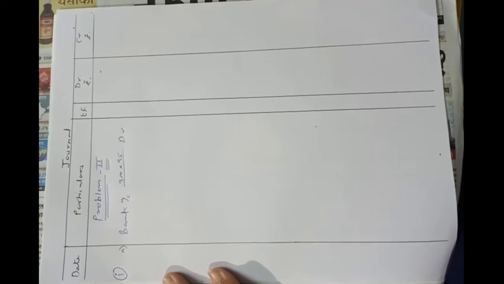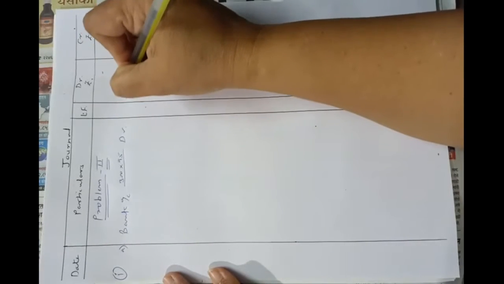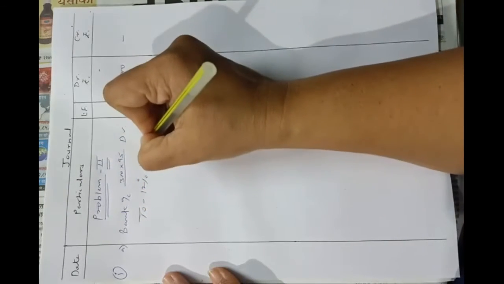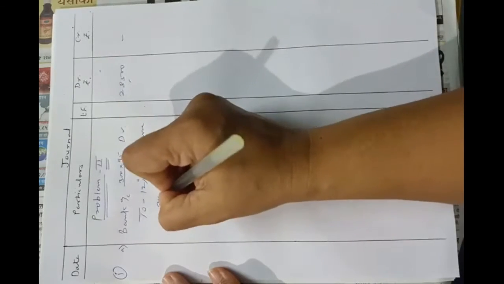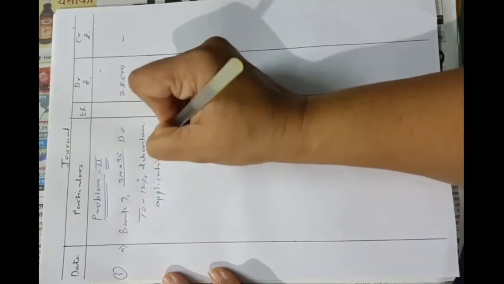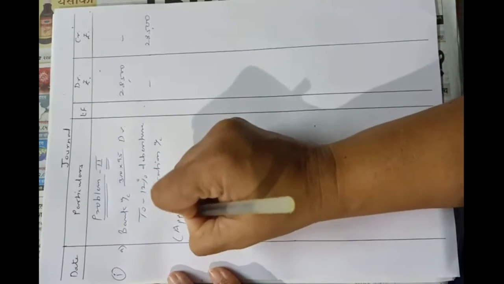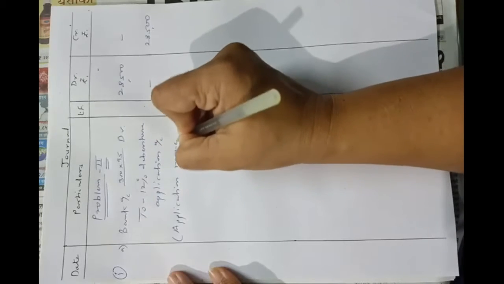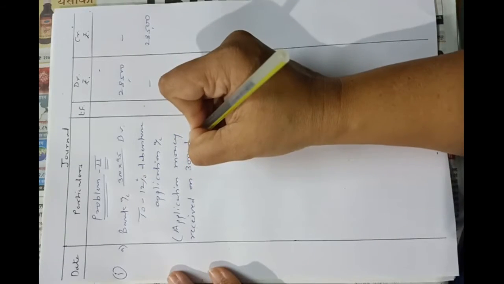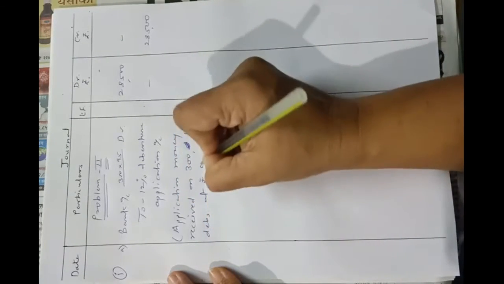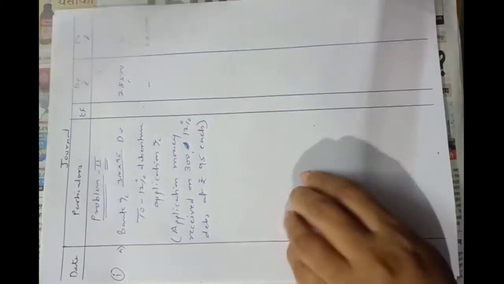that is ₹28,500. So 28,500 to 12% debenture application account, 28,500, and the narration will be: application money received on 300 12% debentures at ₹95 each, as they were issued at discount.